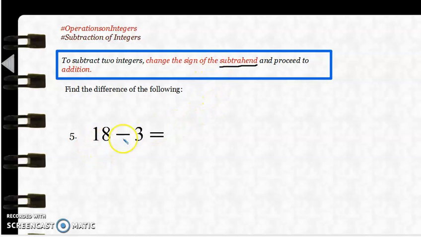We have here 18 minus 3, wherein the subtrahend is positive 3. It says in the rule, we change the sign of it, so positive 3 becomes negative, and proceed to addition. We are now adding 18 and negative 3. When we add integers of different signs, we get the difference of their absolute values. We have 18 minus 3. The difference of the two is 15. The resulting number is positive since 18 has a greater absolute value than negative 3.